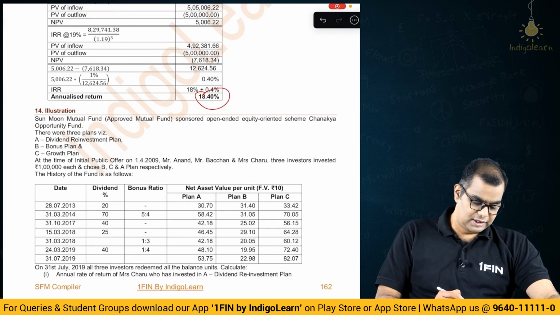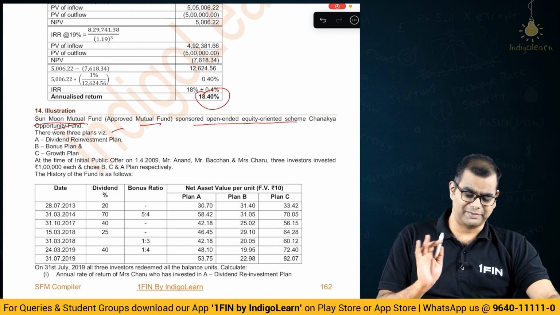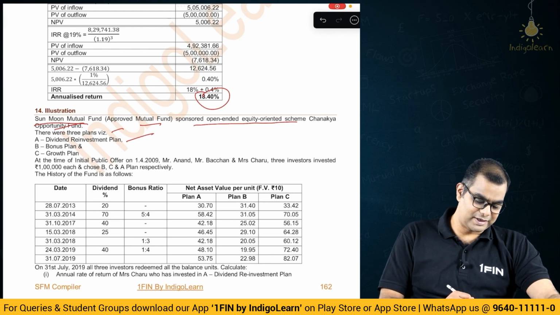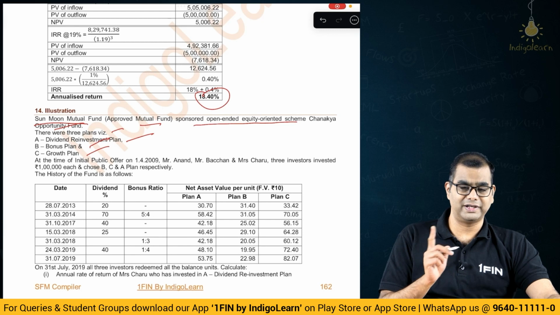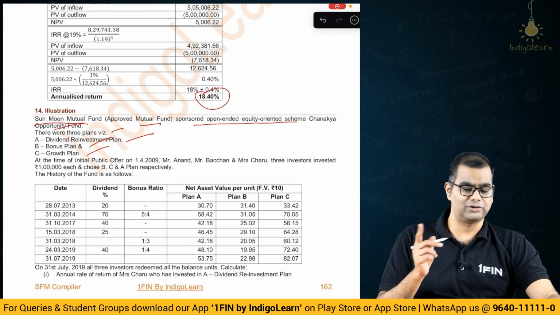This is Sun Moon Mutual Fund. It's an approved mutual fund, a sponsored open-ended equity program, Chanakya Opportunity Fund. In this fund, there are 3 plans. Okay, I don't know why they gave so much language. Dividend reinvestment plan, bonus plan and growth plan. You know the difference between dividend reinvestment and growth, right? In growth, unit count doesn't increase. In dividend reinvestment, unit count increases.